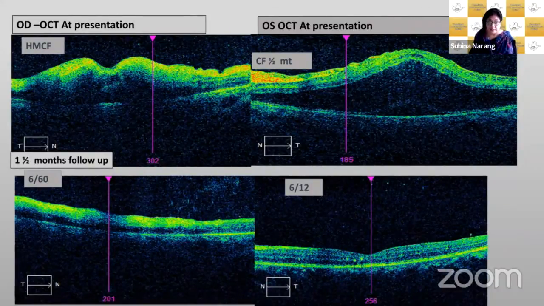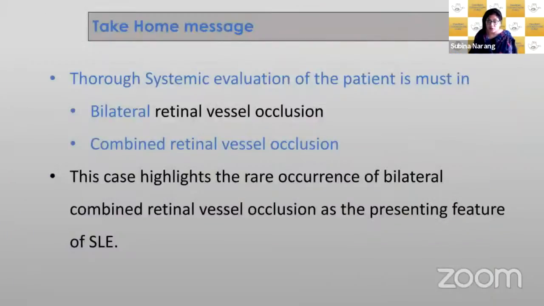So the take-home message in this unusual case was that once you see a bilateral retinal vessel occlusion, or you see a combined retinal vessel occlusion, our antennae go up and we go ahead with thorough systemic evaluation of the patient, clinically as well as with systemic investigations. This case highlights the rare occurrence of bilateral combined retinal vessel occlusion as a presenting feature of SLE. This case was diagnosed as SLE from ophthalmology. She was not a diagnosed case of SLE.